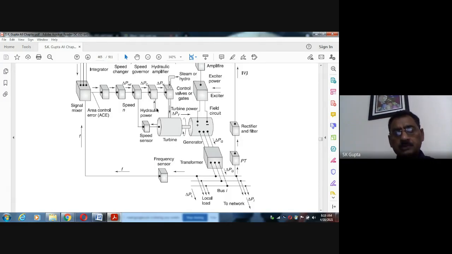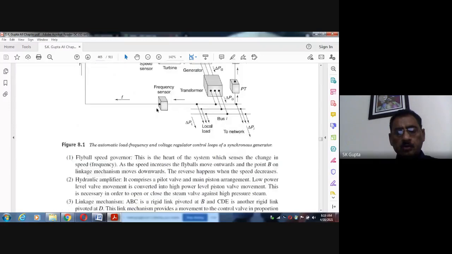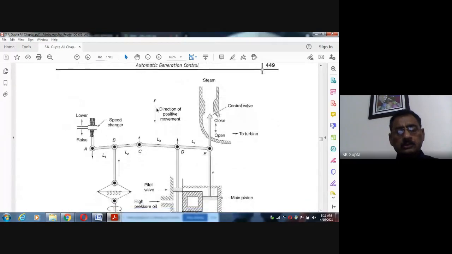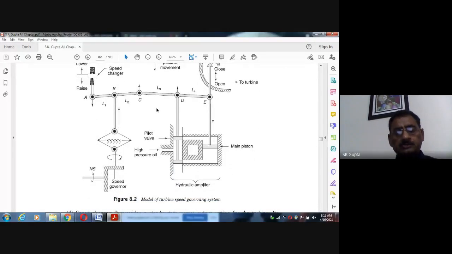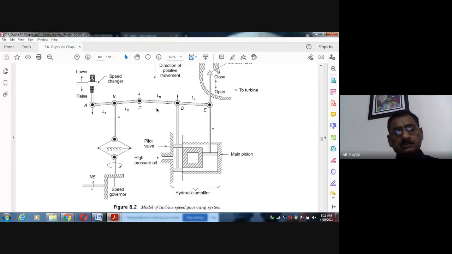Now to describe this, let us have a detailed model. This is a detailed model of the turbine speed governing system. This describes a small part of the previous diagram. Here you see it is again the speed governor. This is the shaft of the synchronous generator, or the shaft of the turbine.